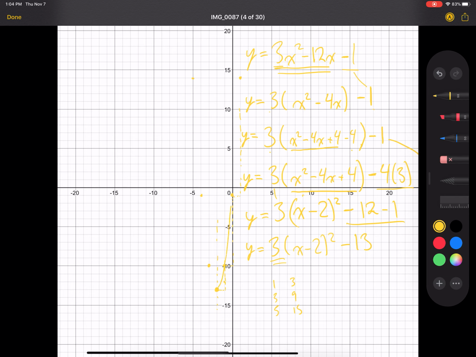1, 2, all the way up. Whoops. Close enough. All right, so this is actually equal to y equals 3x squared minus 12x minus 1. And how did we graph it? By completing the square all over down there. And that's our general rule of how to do it.